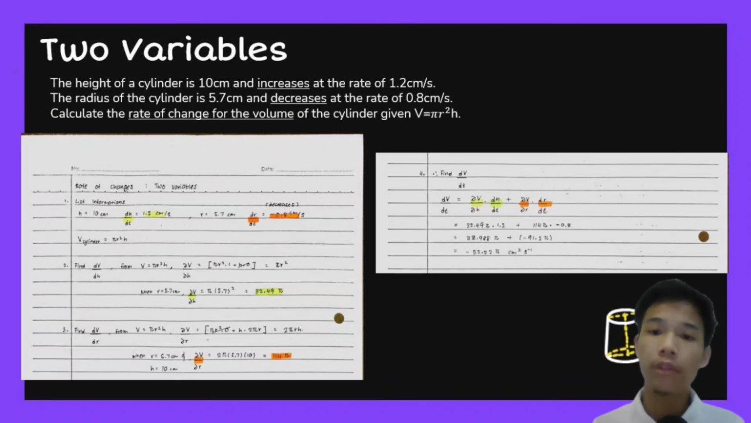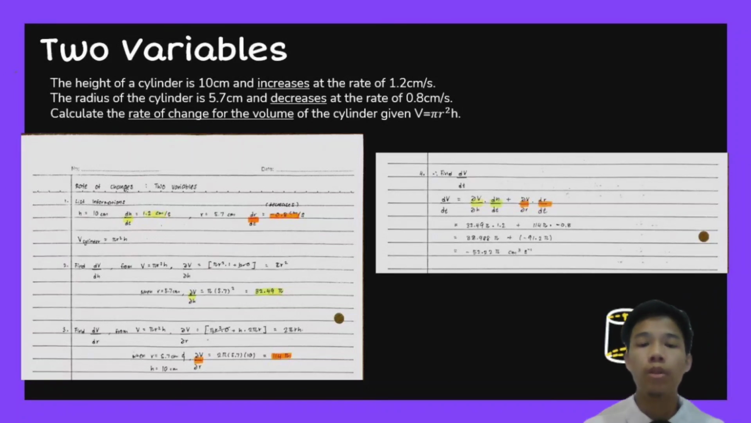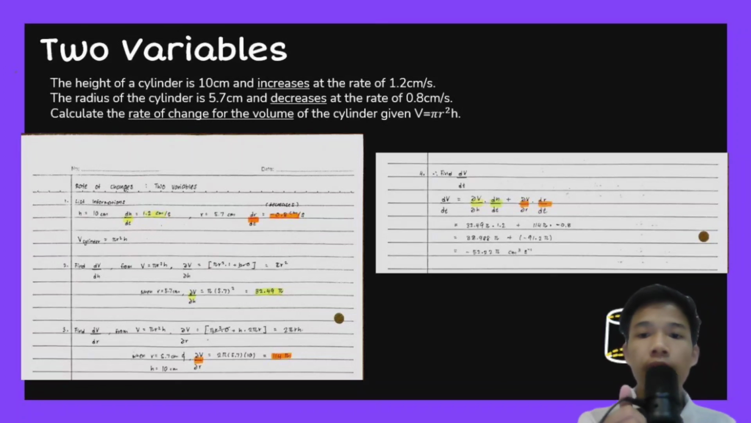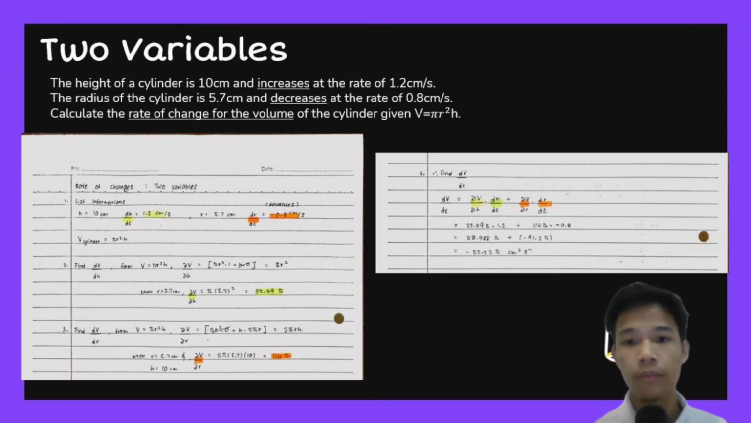Now we can find dv over dt. So there's a formula in two variables to find dv over dt, which is delta v over delta h times dh over dt plus delta v over delta r times dr over dt. Now dh over dt and dr over dt, the question already gave us. We did find delta v over delta h and delta v over delta r, so we can now use this equation to find dv over dt.